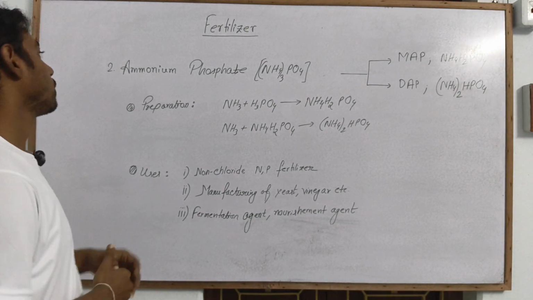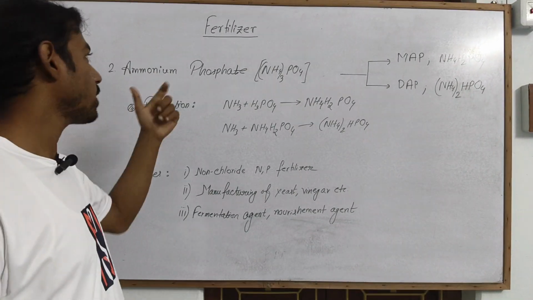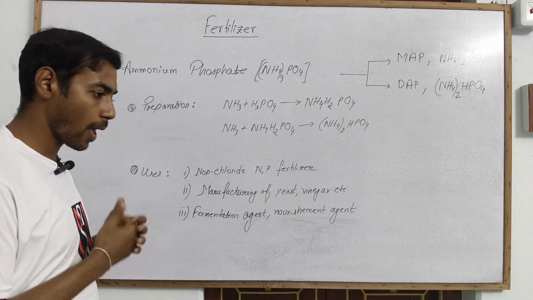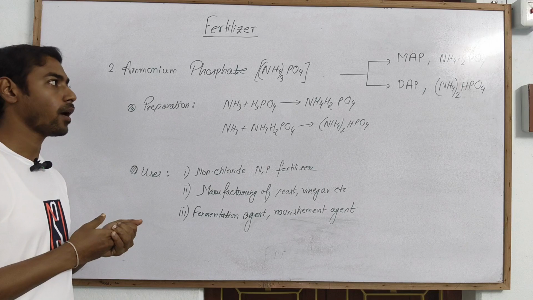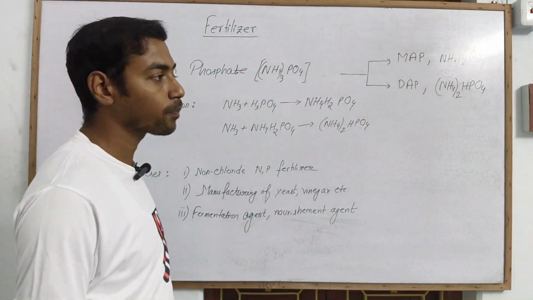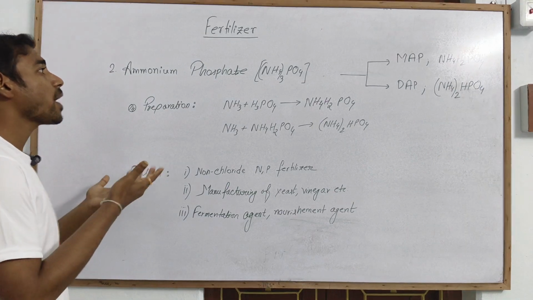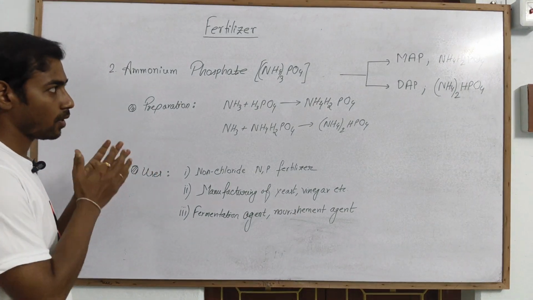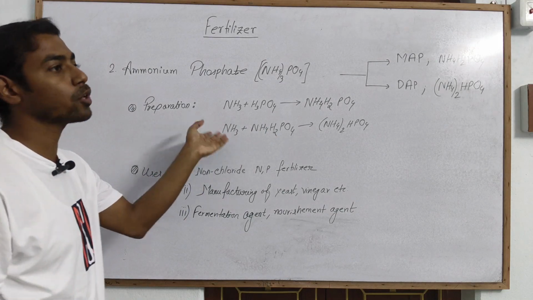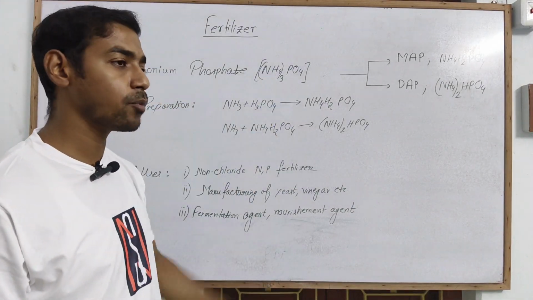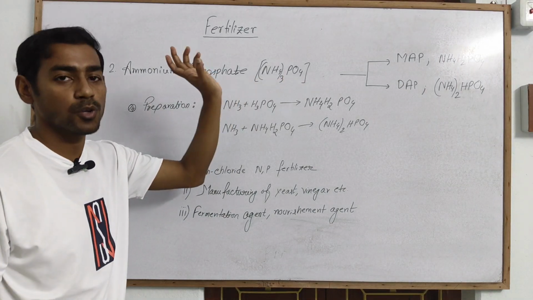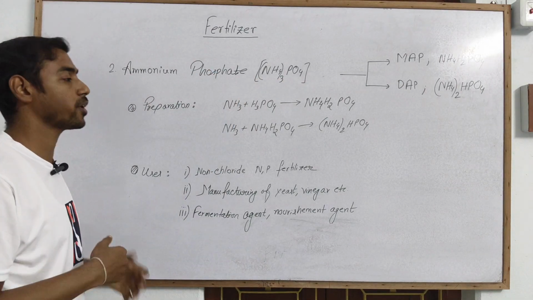Okay, so this is our second fertilizer, that is ammonium phosphate, and it can also be named as ammonium orthophosphate, and the chemical formula can be written as (NH4)3PO4. Now what is actually ammonium phosphate? It is a salt of ammonia and phosphoric acid. As you can see, by reacting ammonia with phosphoric acid, you can easily get this ammonium phosphate. So it is basically a salt of ammonia and phosphoric acid, or you can say orthophosphoric acid.